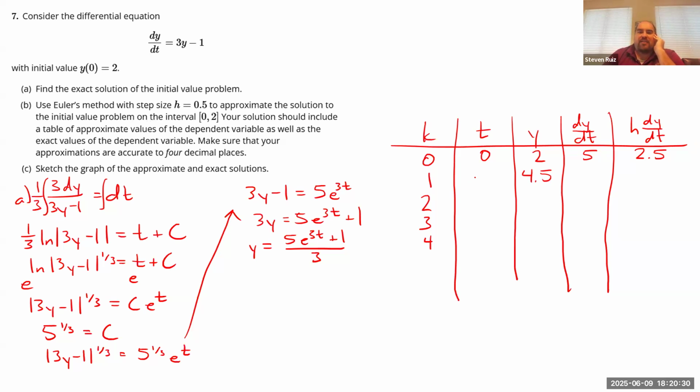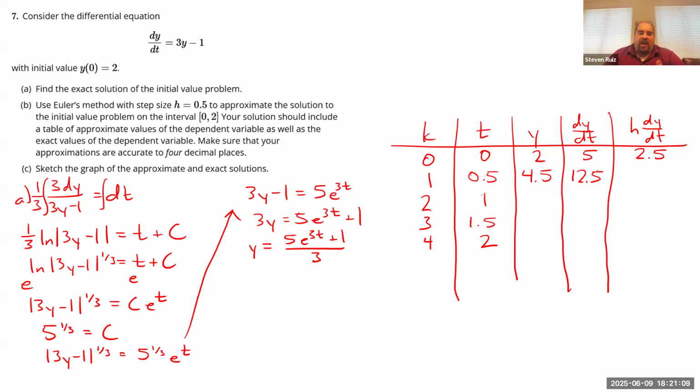Our t values, I can fill in the t column in this table all at once: 0.5, 1, 1.5, and then 2. So I got my first y value. Now we have to approximate. 4.5, so 3 times 4.5 is 13.5 minus 1, which is 12.5. Let me make sure about that. 4.5 times 3, yeah, 13.5 minus 1, 12.5.